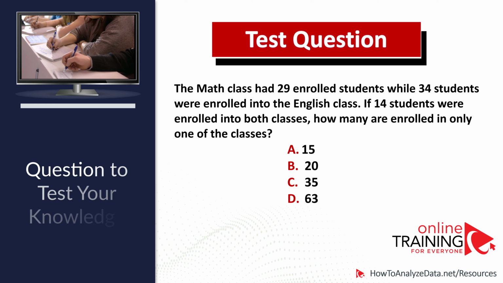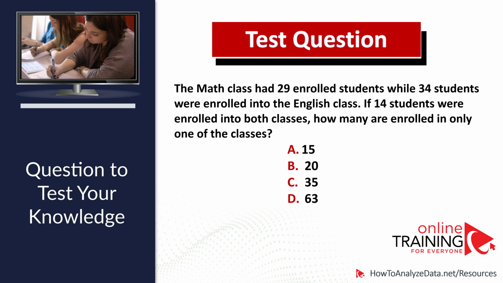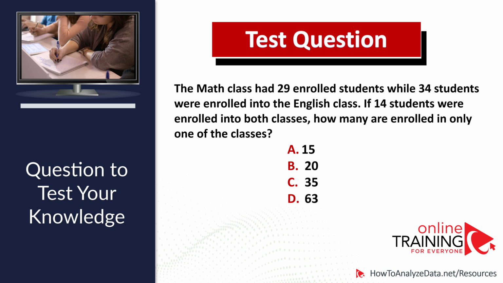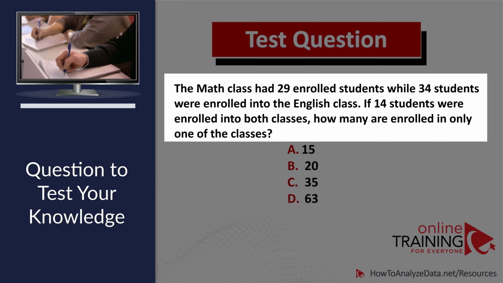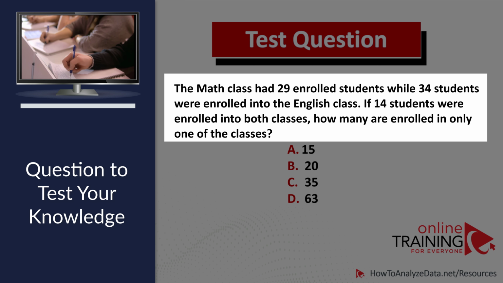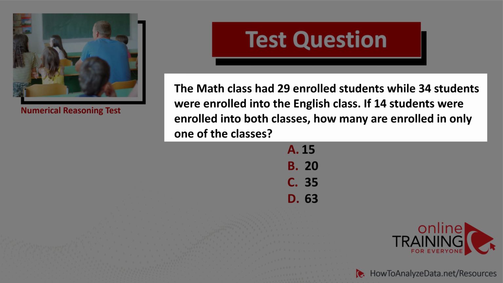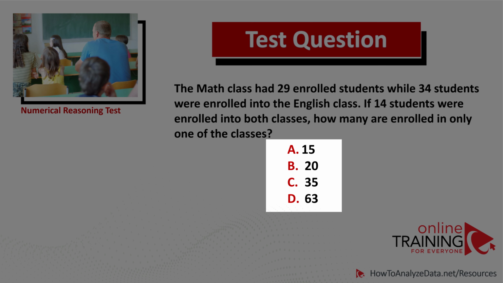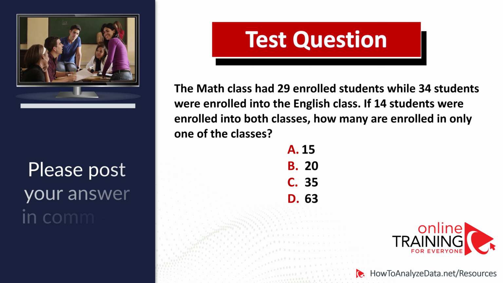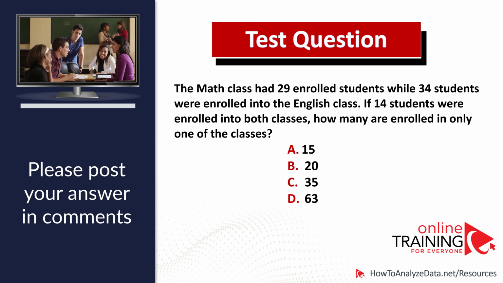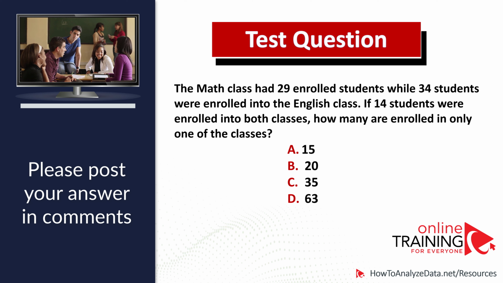And now, here's the question for you to try. Please make sure to post your answer in the comment section of this video. Here's the question. The math class had 29 enrolled students, while 34 students were enrolled into the English class. If 14 students were enrolled into both classes, how many are enrolled into only one of these classes? And you have 4 choices. Choice A, 15. Choice B, 20. Choice C, 35. And choice D, 63.